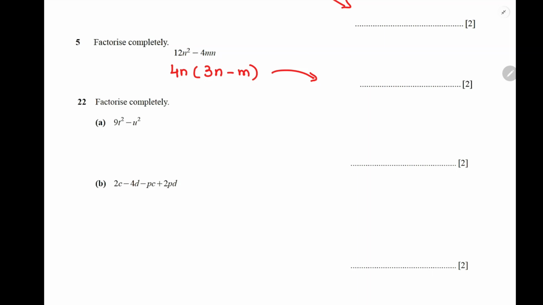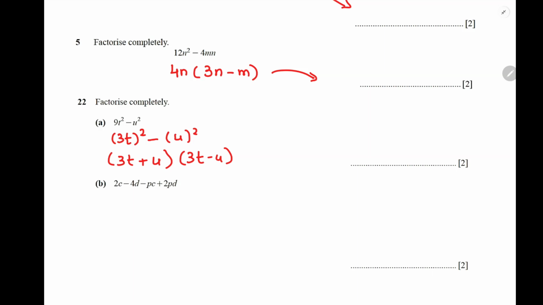Okay, now the next one is factorize completely. I have to check for the common. I cannot take anything common, so I'm directly applying the identity: 3t whole square negative u squared. So it would be a plus b, 3t plus u and 3t minus u. This would be my answer.